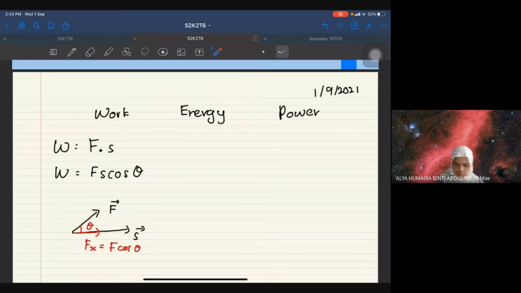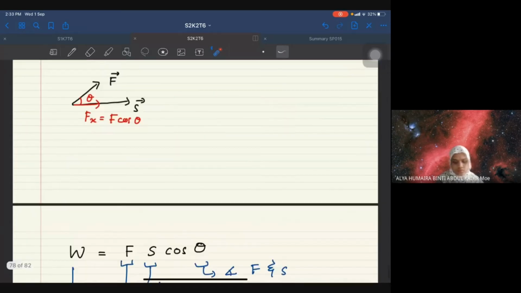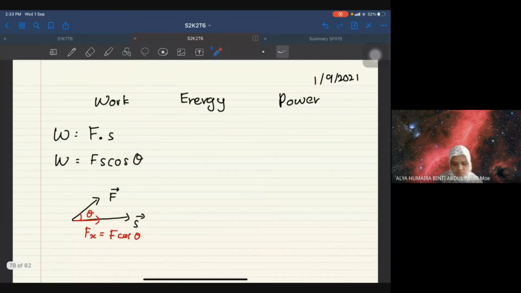Okay, energy ada dua konsep yang penting. So this is your 5.1. This is 5.2. And this is 5.3.